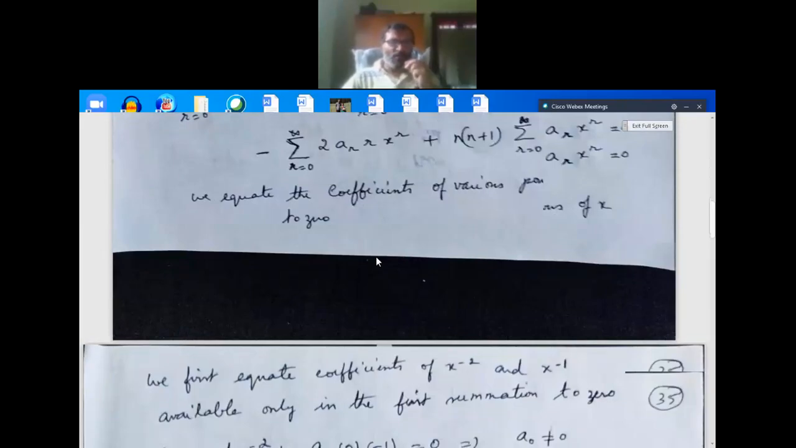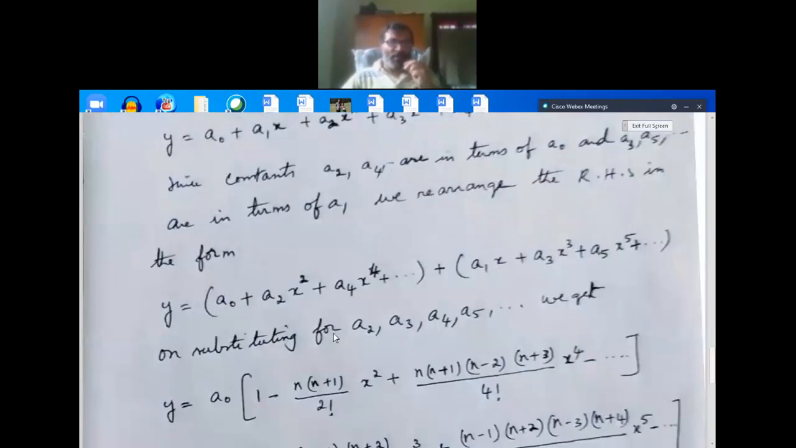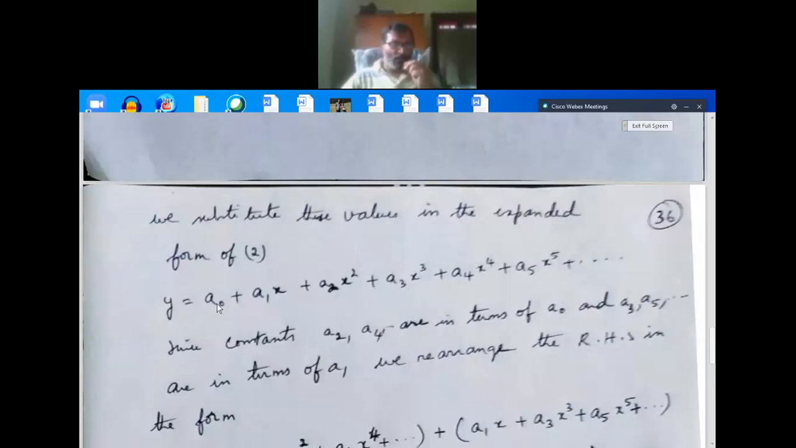Put r value. So that is y is equal to a naught when r is 0. A naught into x power 0, that is a naught into 1 is a naught. When r equals 1, a1 into x, like that, till infinity. So the expanded form of 2 is y is equal to a naught plus a1x plus a2x squared plus a3x cubed plus a4x power 4 plus a5x power 5, like that.